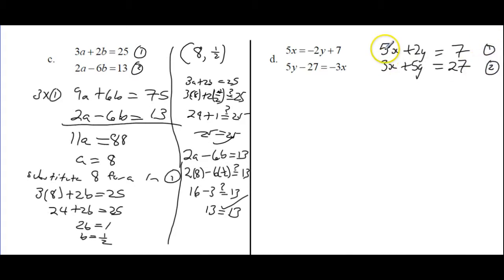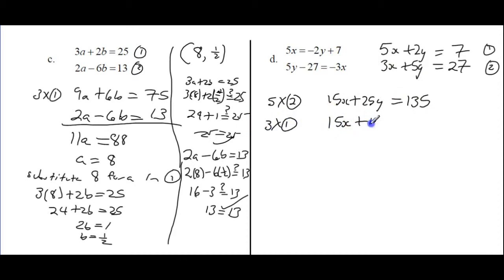So either we multiply through by 3 and multiply this by 5 and subtract, or we multiply this by 5 and this by 2 and then subtract. So you know what? Since that's going to be bigger, I'm going to go 5 times equation 2. 15x plus 25y is equal to 135. And I'm going to go 3 times equation 1. 15x plus 10y, right? And I'm subtracting. Remember, math is like chess. You're looking ahead a move. Equals 21. Subtracting, those are gone.